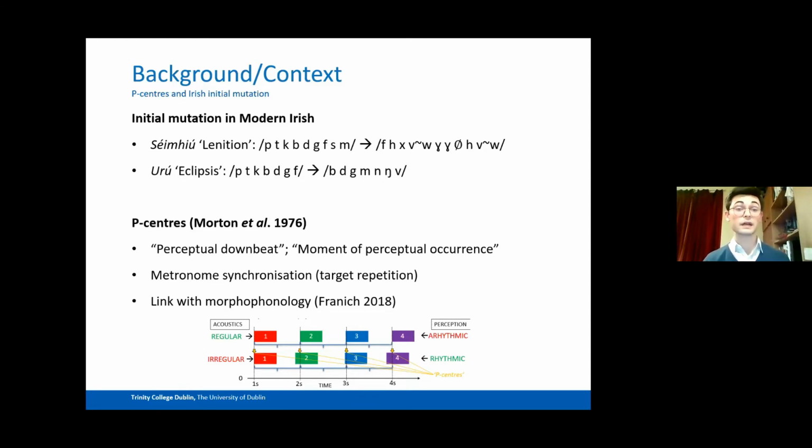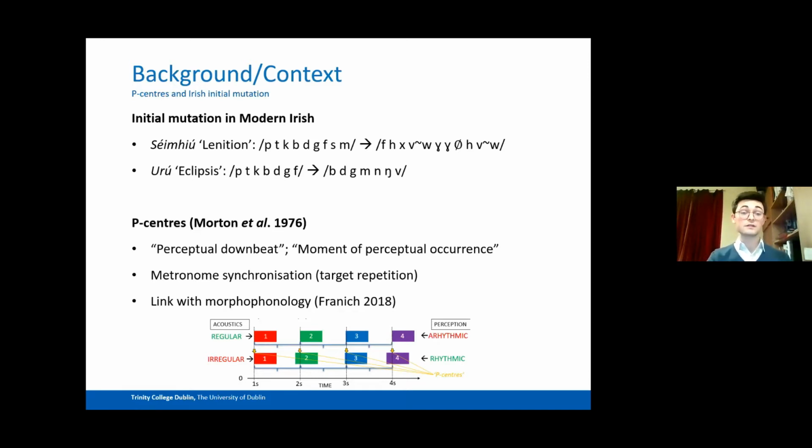And this is the reason why, unlike most other studies involving metronome synchronization and P-centers, I couldn't just use a single word or a single syllable. I had to use at least two. So this is probably why this hasn't come up in the literature before, to my knowledge, and why it's useful to have learned this fairly early in the experimental process.